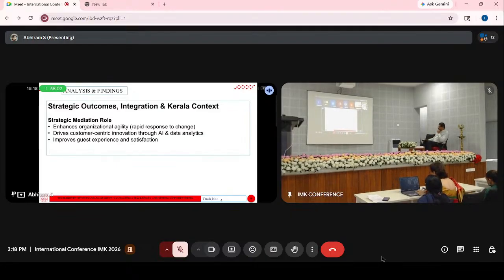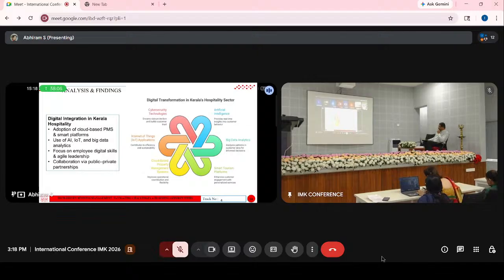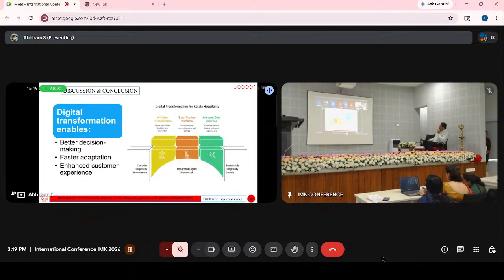guest experience and satisfaction. Findings on digital transformation in the Kerala hospitality sector: digital integration in Kerala hospitality includes cyber security technologies, artificial intelligence, big data analytics, tourism platforms, cloud-based property management systems, and advanced applications. So to conclude, digital transformation enables better decision making, faster adoption, and enhanced customer experience.